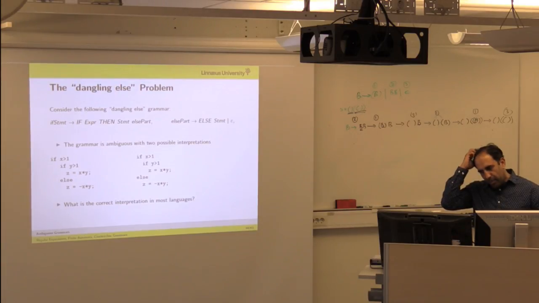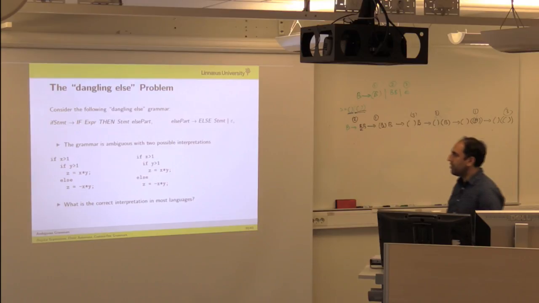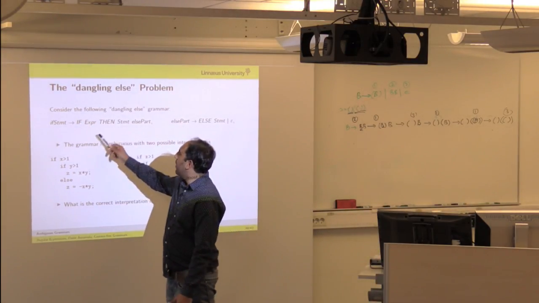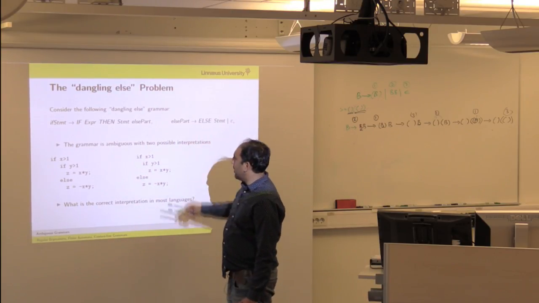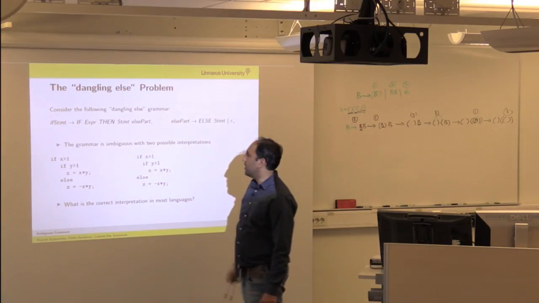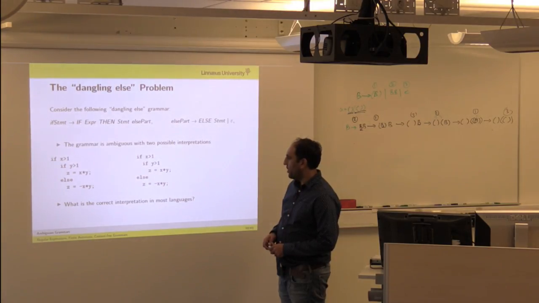And then also an interesting problem with the context-free grammar is that if you have an unambiguous grammar, you usually get the problem known as dangling else. So what is dangling else? For example, you have this grammar for if statement, and according to this grammar, we can get this code or this code. In this case, which one is the correct interpretation in most languages?